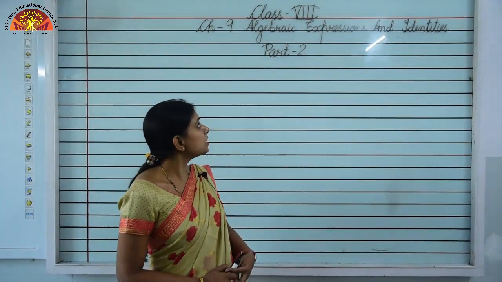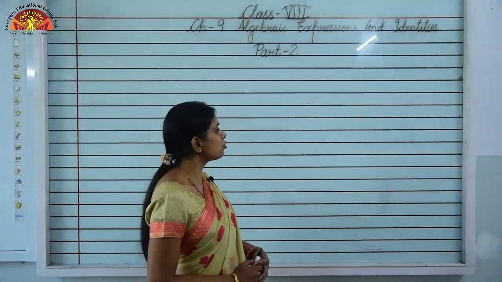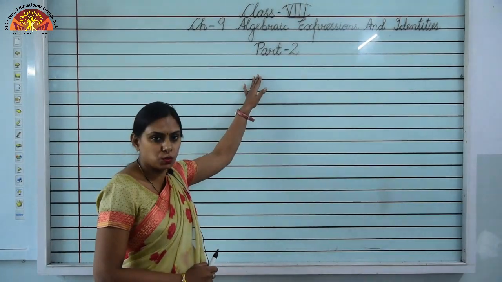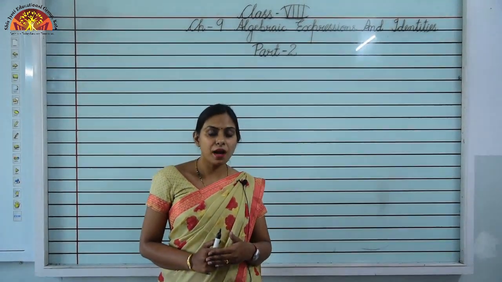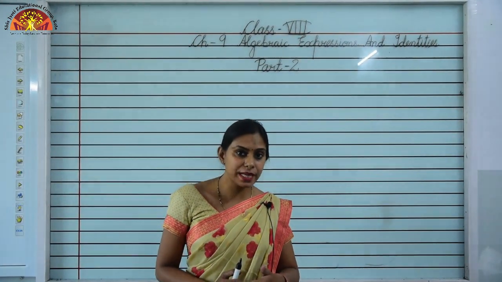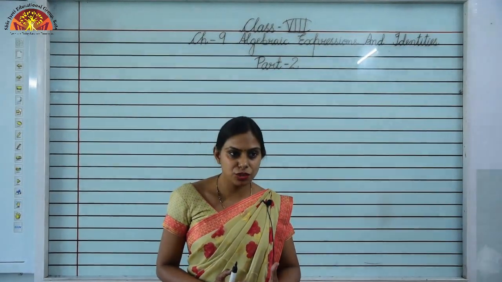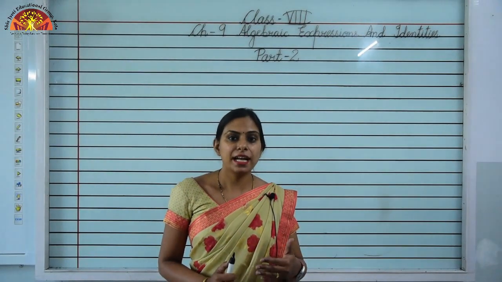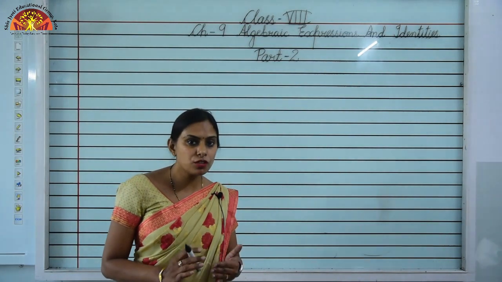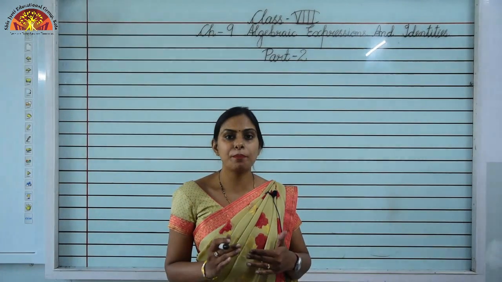We will start with chapter 9, Algebraic Expressions and Identities, part 2. Children, I hope you remember that in part 1 we learned about the basic concepts of algebraic expressions: what is an expression, what is a coefficient, what is a variable, a constant, and we learned about the multiplication of a monomial with a monomial and a monomial with a binomial.